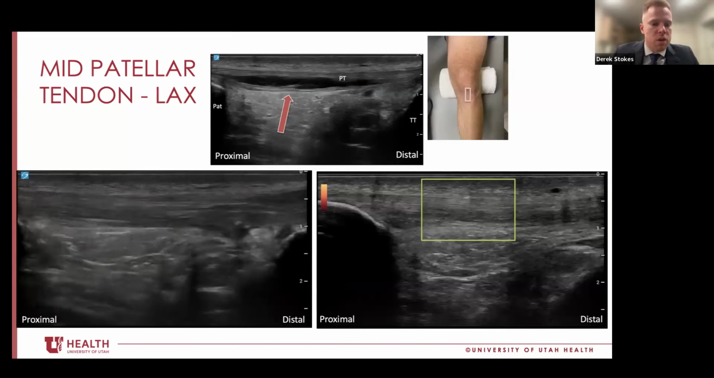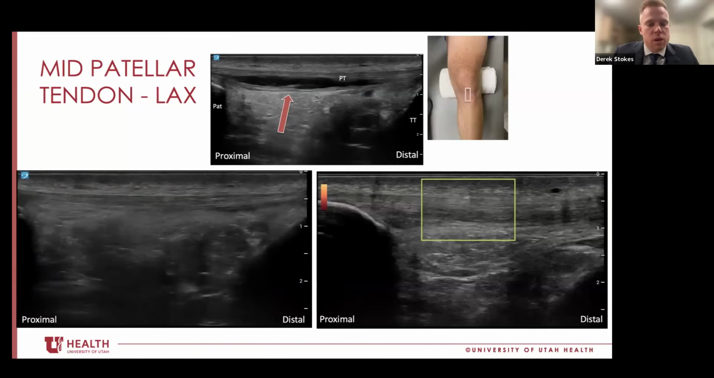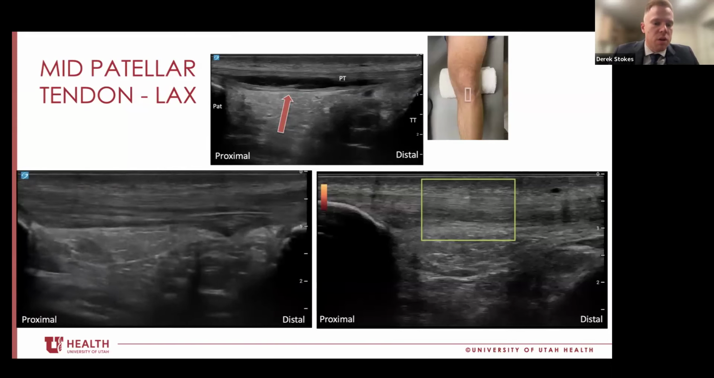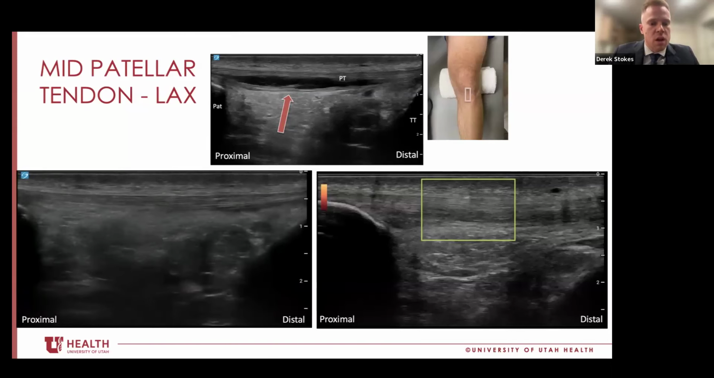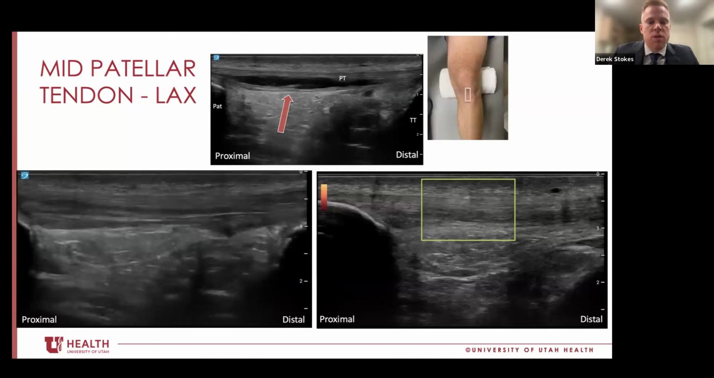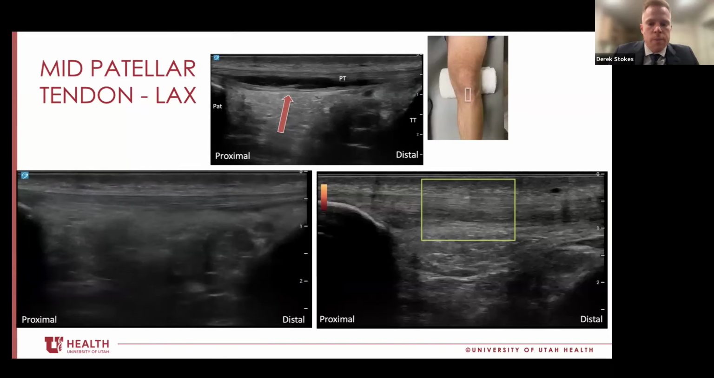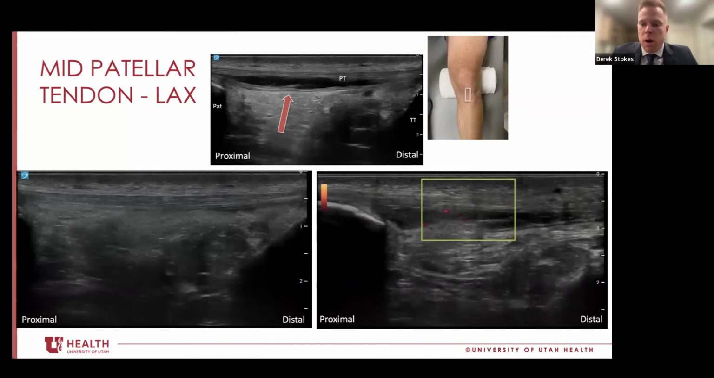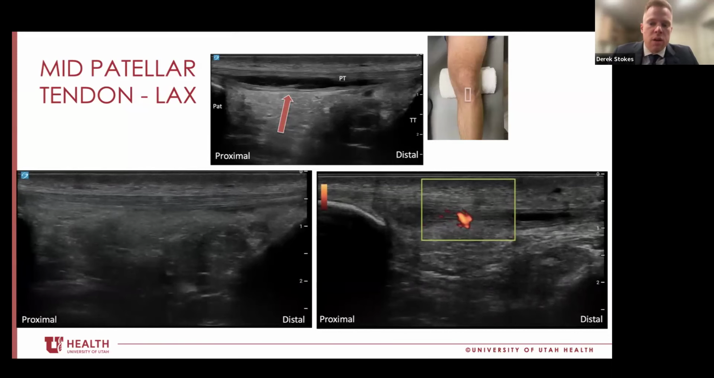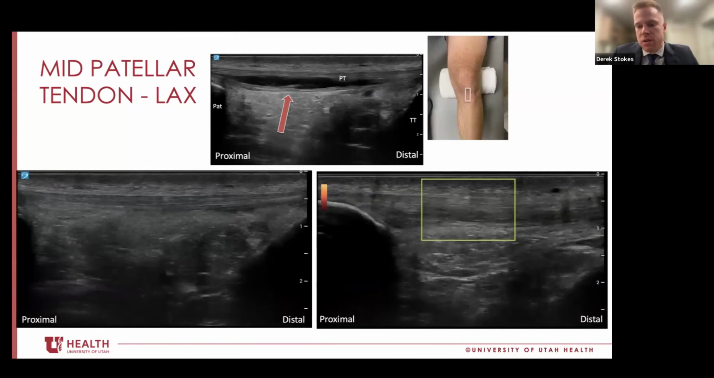We'll scan from the medial to the lateral position on the left video, getting a better reference for what this actually looks like, along with its association with the remainder of the tendon, where we can still see some of the thickening and the hypoechogenicity, specifically at the distal aspect of this video. And then we'll also put color Doppler on here as well, again identifying the presence of neovascularity.